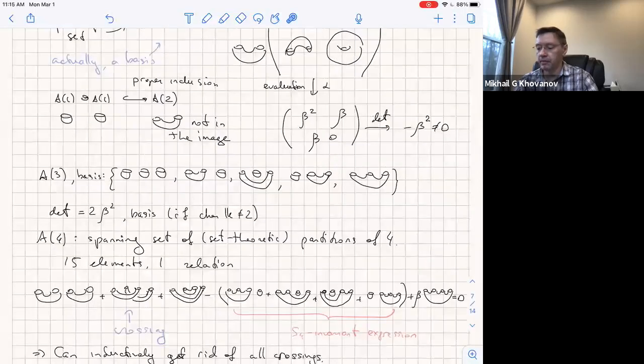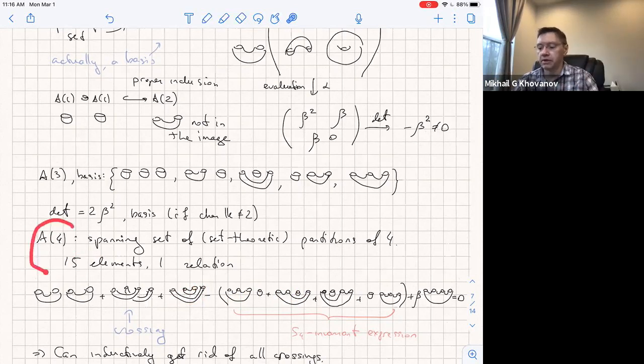So if you go further to 4 circles, then you get a spanning set of set-theoretic partitions of 4. Here we look at all possible ways to decompose the set of 4 elements into partitions. And for 4, you get 15 partitions. Some of them are here. This is partition 1, 2, 3, and 4. This is partition 1, 2, 4, and 3. This is partition 1, 4, 2, 3. So you get 15 elements.